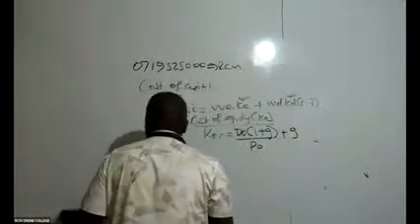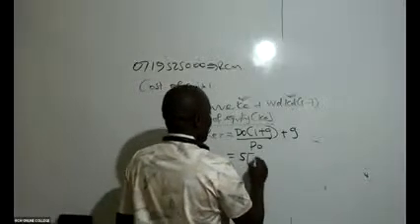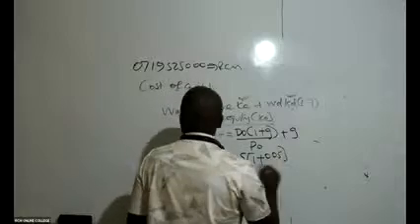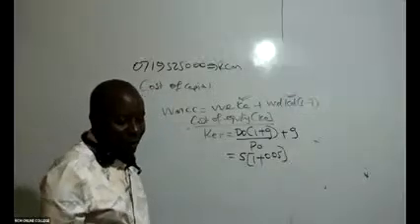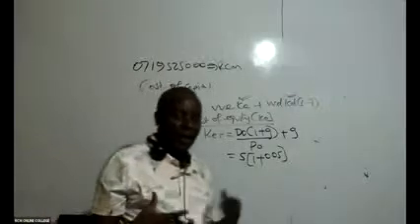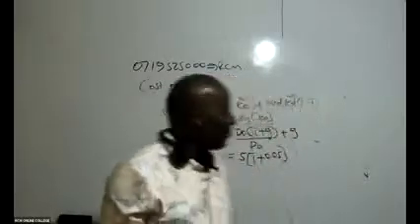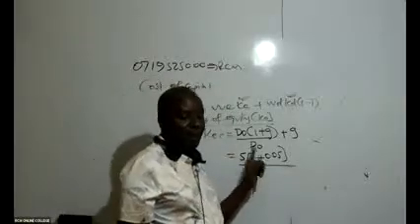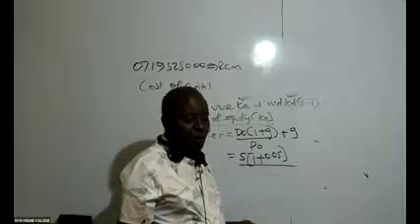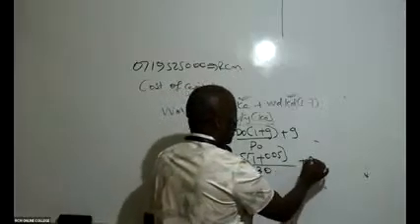You have just told me that it is DO, which is 5, into 1 plus G, where G is 0.05. Growth rate of 5% is the same as 0.05. Divided by PO. Could you kindly remind me what PO is? What is our PO? 30. Plus again, the growth rate of 0.05.